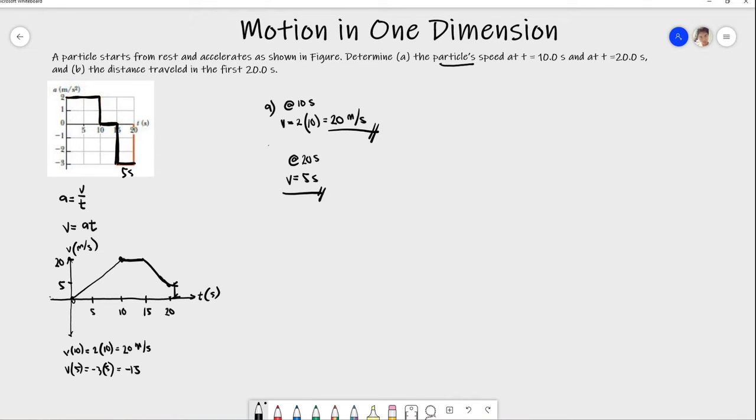How about letter B? Solving for the distance traveled in the first 20 seconds. To solve that, we need to get the distance traveled from 0 to 10, 10 to 15, and 15 to 20. And to solve that, we will use the kinematic equation. What kinematic equation are we going to use? We'll be using the kinematic equation.